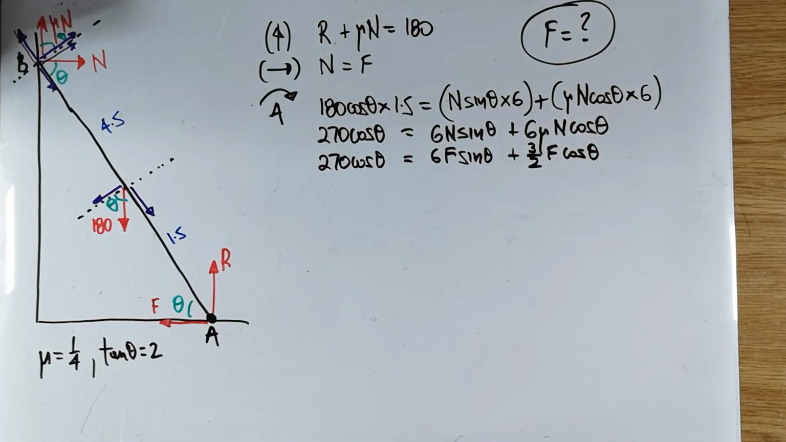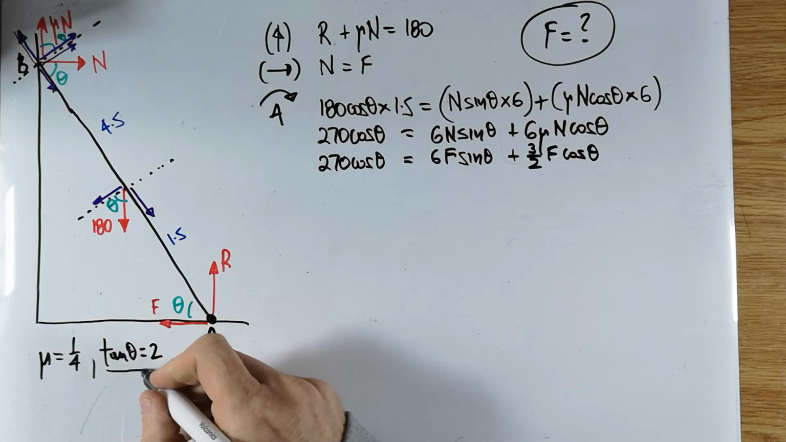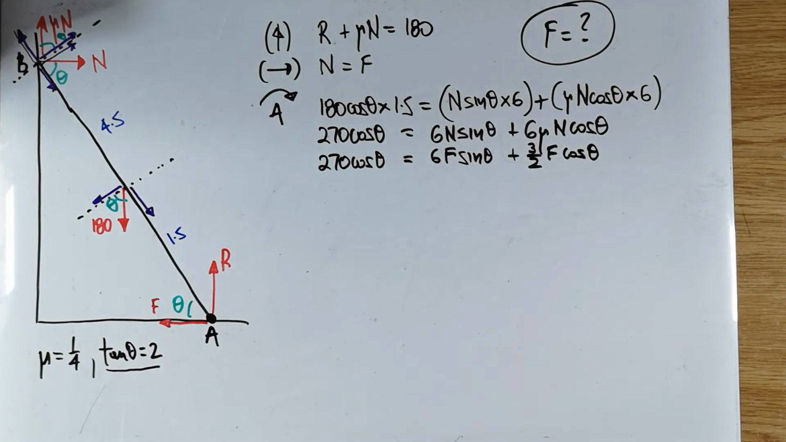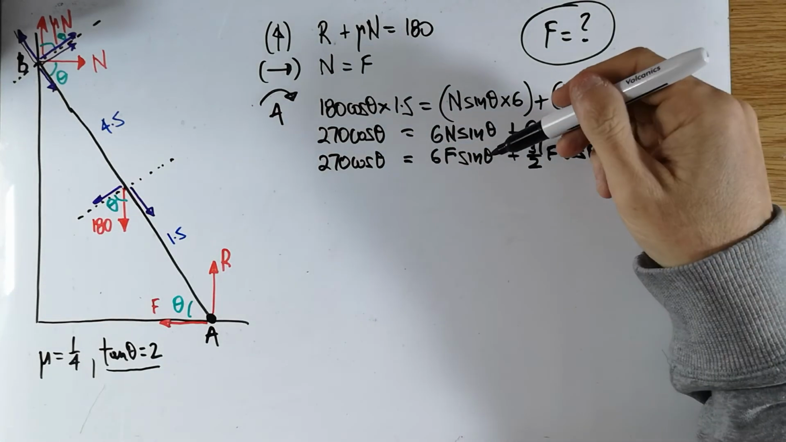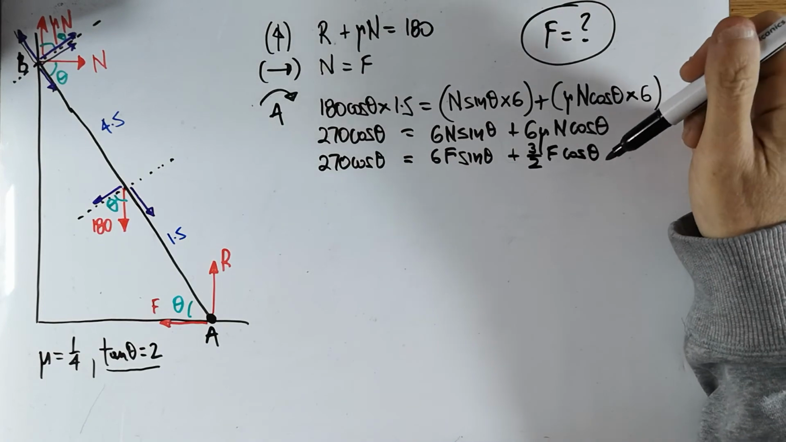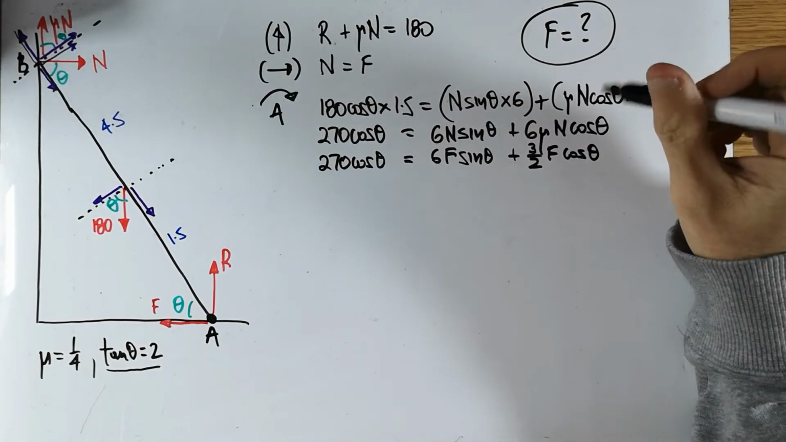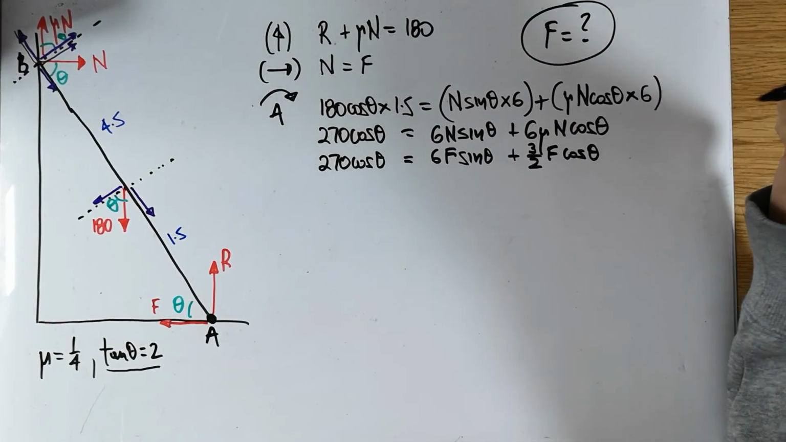How does that look? It looks not so great at the moment, but it's not that bad. We need to use the fact that tan theta is equal to 2. Of course, we can do inverse tan of 2, 63.4 to 1 dp, then find the sine and the cos of this 63.4, and we'll have a few ugly decimals, but I'll be able to find f.